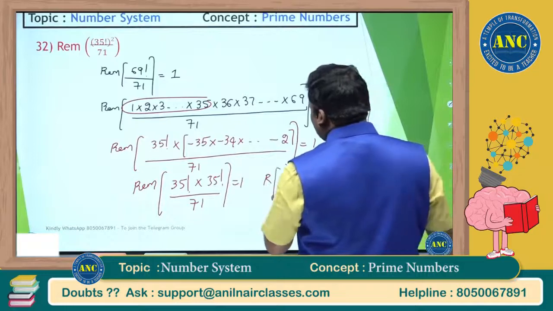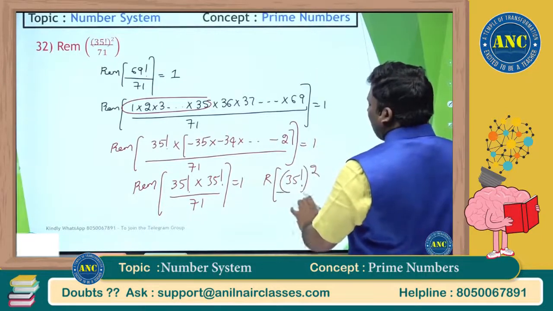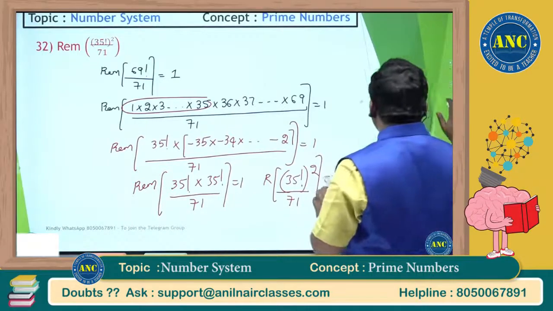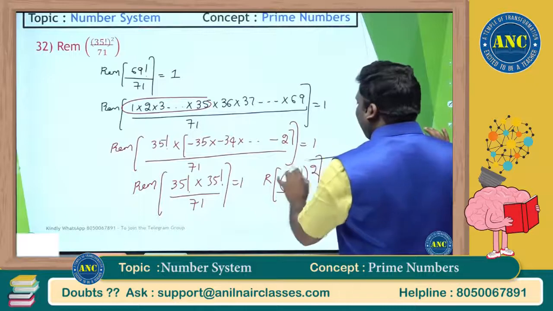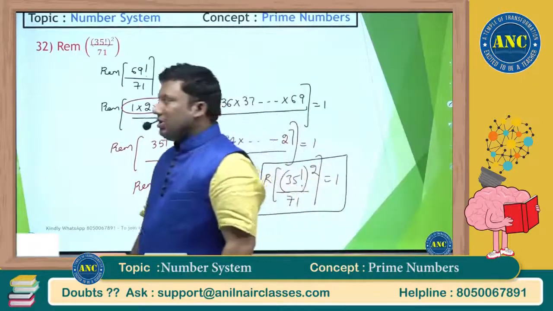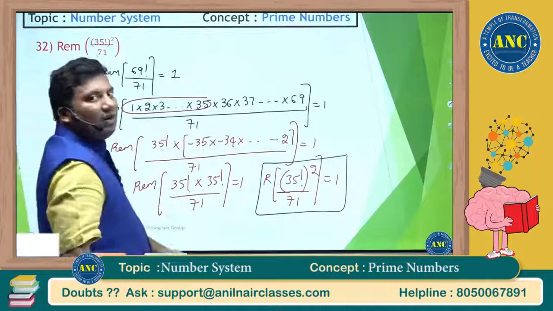So the answer for this question is 35 factorial whole square divided by 71, it is 1. Please make a note of it. 35 factorial whole square divided by 71, it is 1. 69 factorial divided by 71, it is 1.